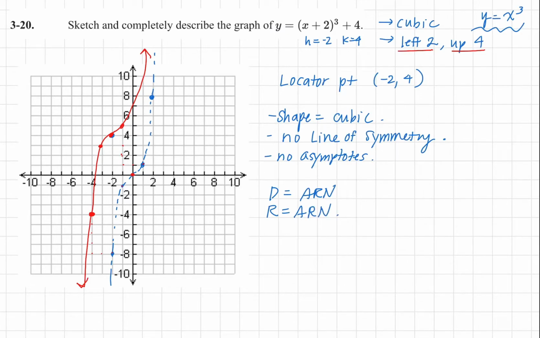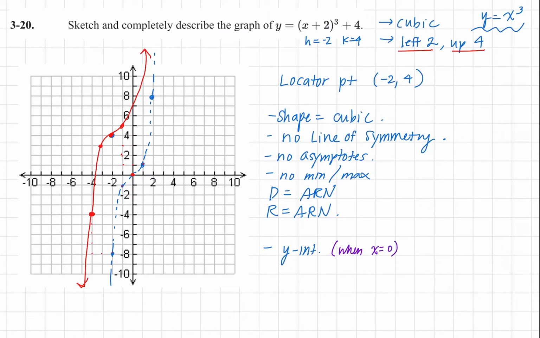Right? Now, as for extrema, there's no max or minimum. There's no highest point. There's no lowest point. It just keeps going up and keeps going down. Now, the main thing is going to be finding the y-intercept and the x-intercept. Let's start with the y-intercept. The y-intercept is when x is equal to 0.